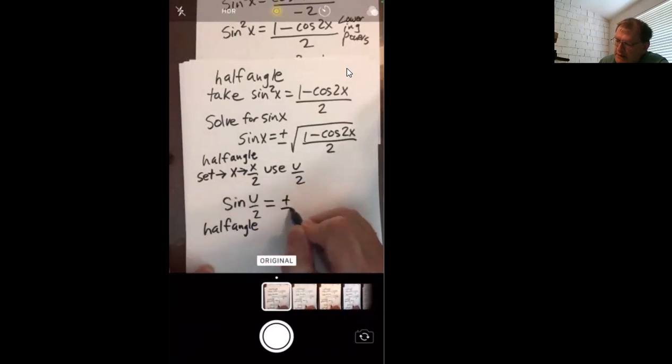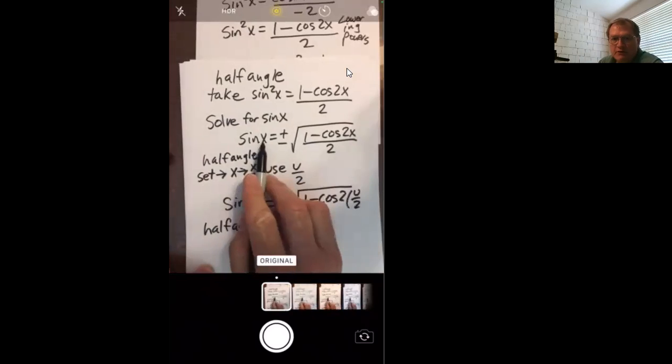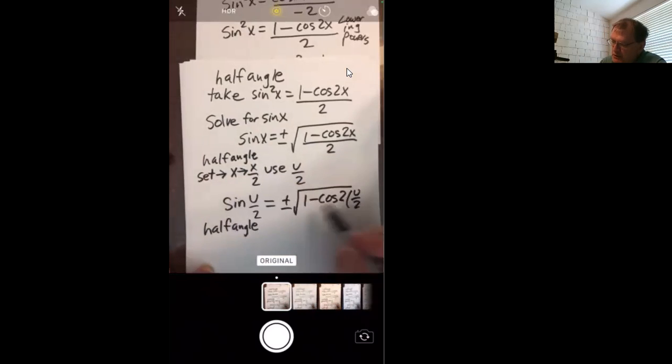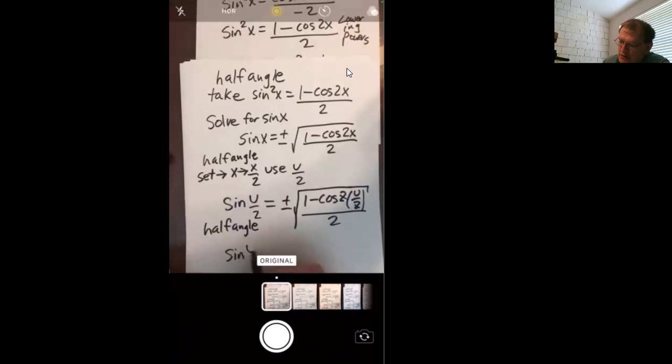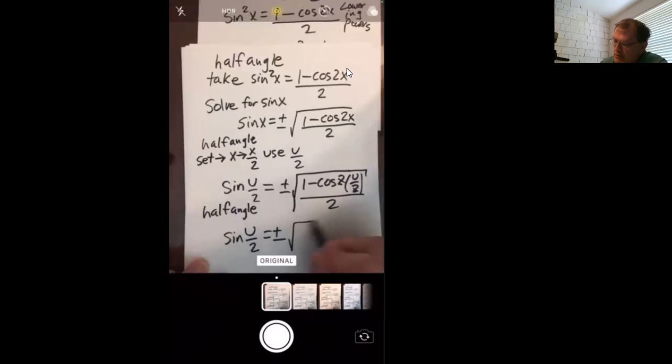That'll equal plus or minus square root of 1 minus cosine of 2, and then u divided by 2. If I replace x with u over 2, you see what happens, the 2's cancel, and you get a direct angle here. Sine of u over 2 is equal to plus or minus the square root of 1 minus cosine of u, all divided by 2.